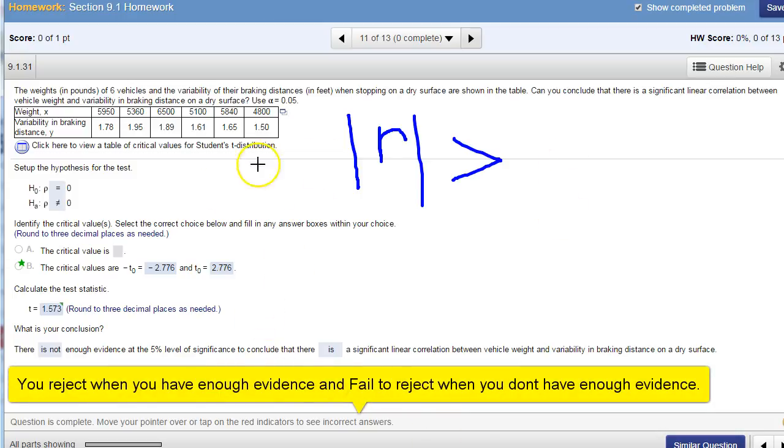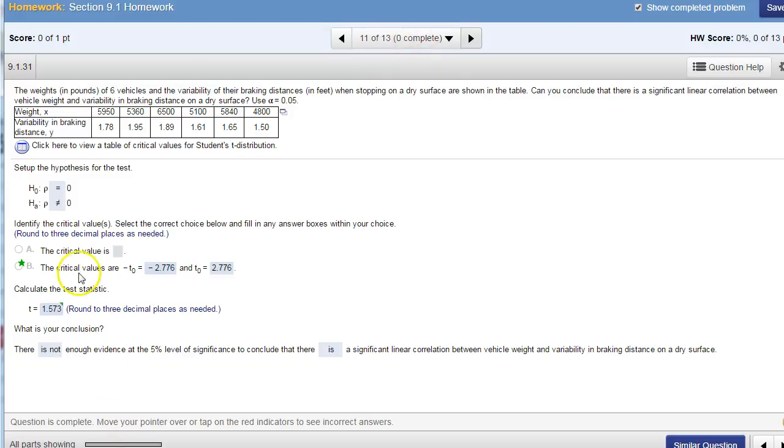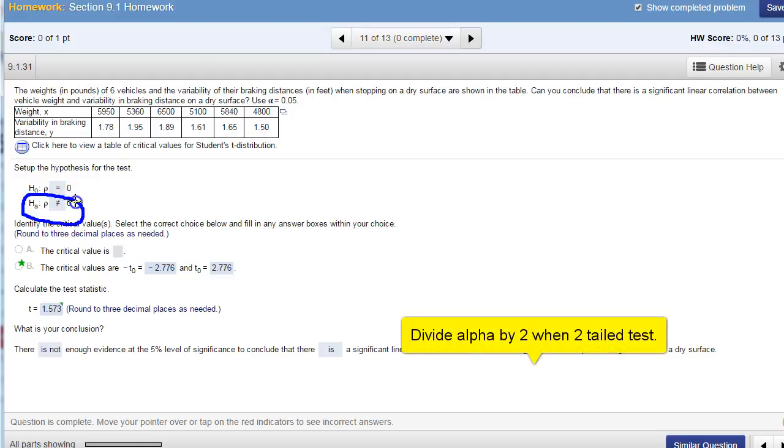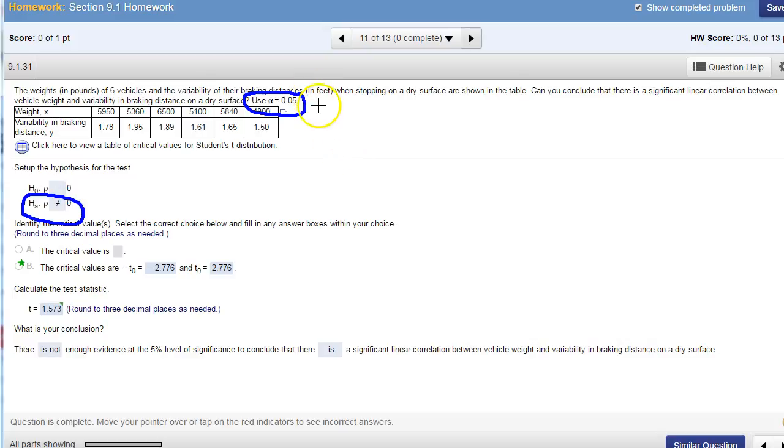All right, so now let's go ahead and take a look at our critical values first. So here, I know it's a two-tailed test, right? Because my alternative hypothesis is rho not equal to 0, so it's a two-tailed test, and my alpha value is 0.05. When it's a two-tailed test and alpha is 0.05, I have to divide my alpha by 2, and that gives me 0.025. So that's going to be my alpha value. So what I'm going to do here is open up my StatCrunch.